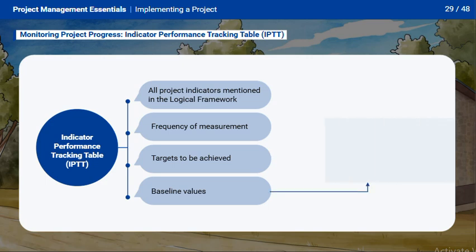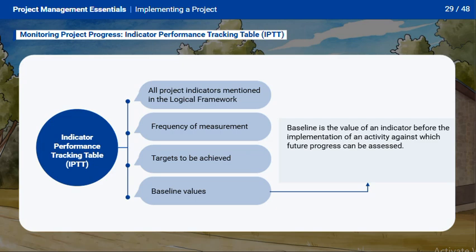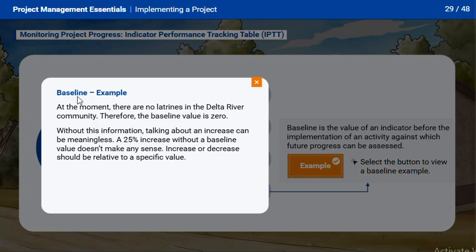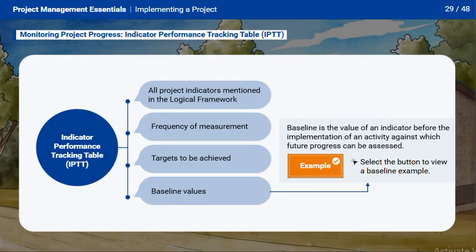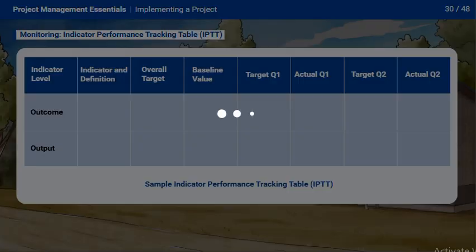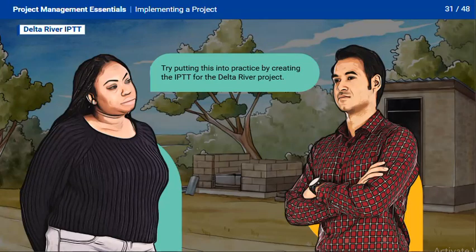What is a baseline? Baseline is the value of an indicator before the implementation of an activity against which future progress can be assessed. This is an example of an Indicator Performance Tracking Table template. Try putting this into practice by creating the IPTT for the Delta River project.